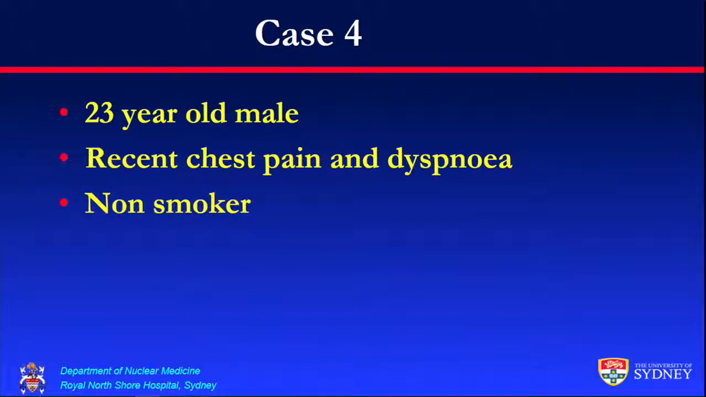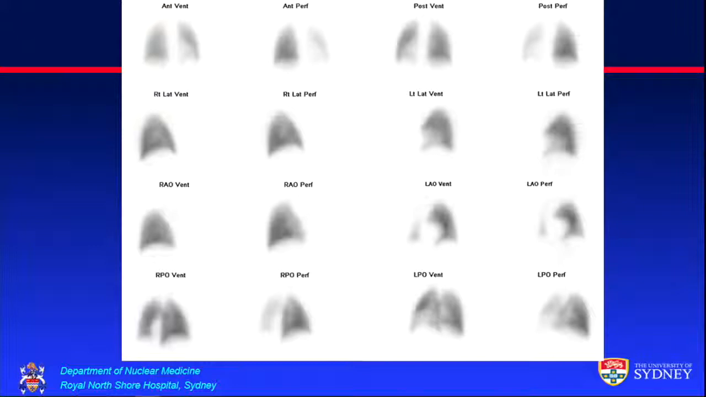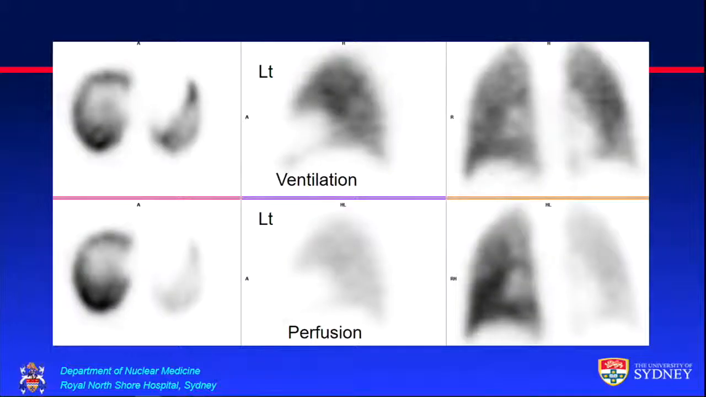The 23-year-old male with chest pain, dyspnea and a non-smoker. He's come for a lung scan as well because he's got this chest pain. These are the planar images that we create. Doesn't project that well, but again, if you just look probably at the anterior images, you'll get a sense of what's going on. So I don't quite know why it keeps doing that.